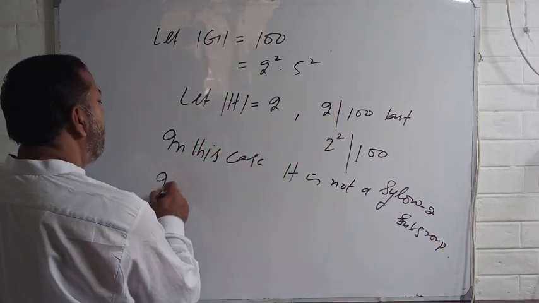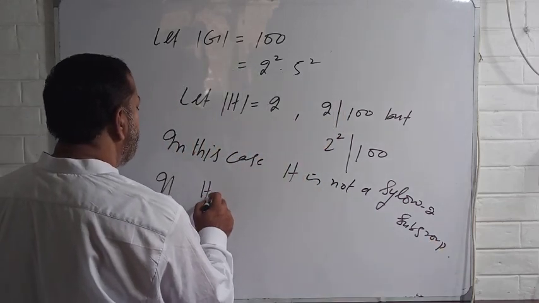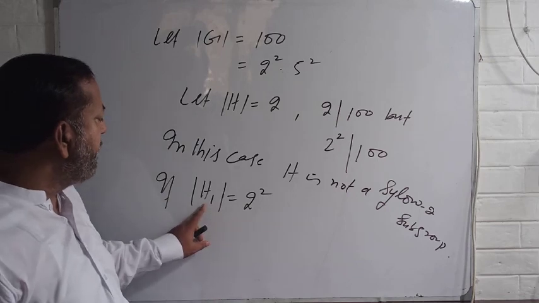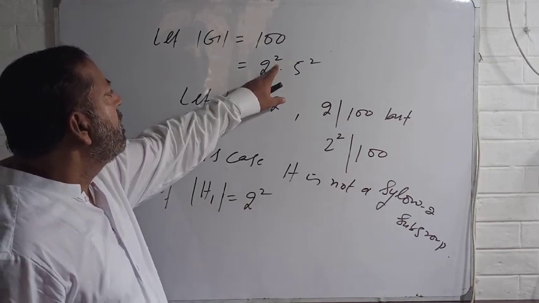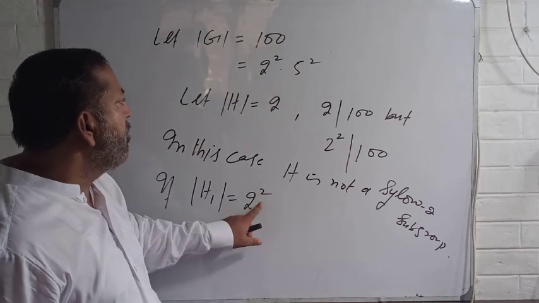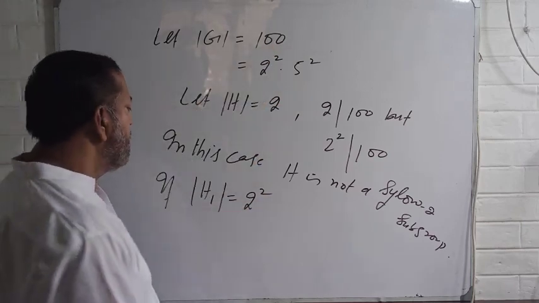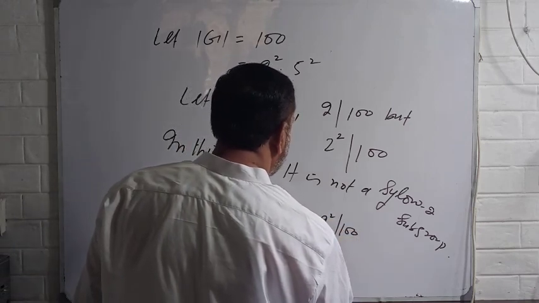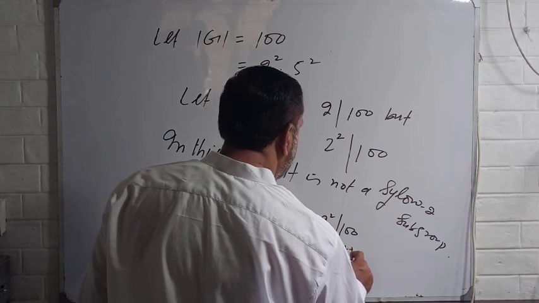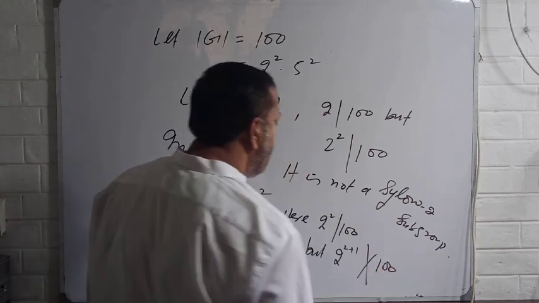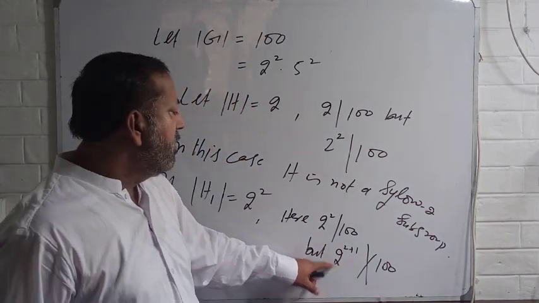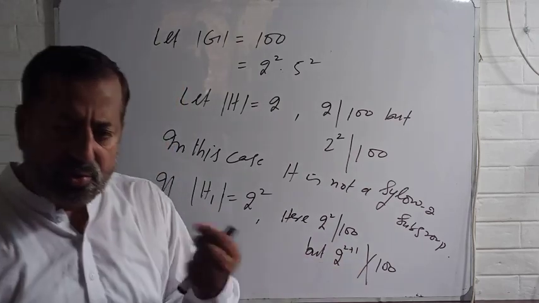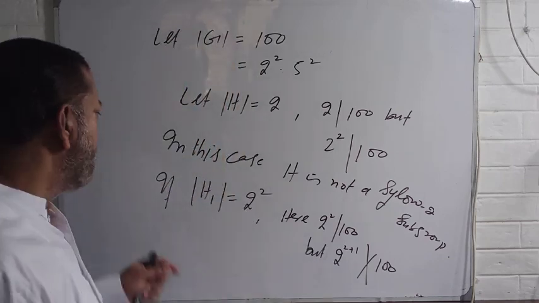Why? If order of H1 is equal to 2 square, look at this. If order of H1 is equal to 2 square, then 2 square is a divisor of 100, but 2 cube does not divide 100. Okay, so here 2 square divides 100, but 2 square plus 1 does not divide 100. We know no higher power of 2 is dividing 100. So H1 could be a Sylow-p subgroup, right? H1 could be a Sylow-p subgroup.